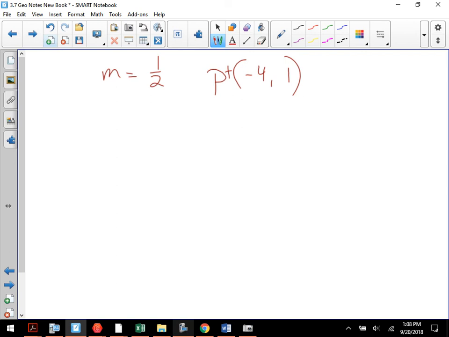So remember, you're always going to put your final answer into slope intercept form, but what you want to do is you use point slope form to get there. Okay? That's what I want you guys to think of. No decimals.